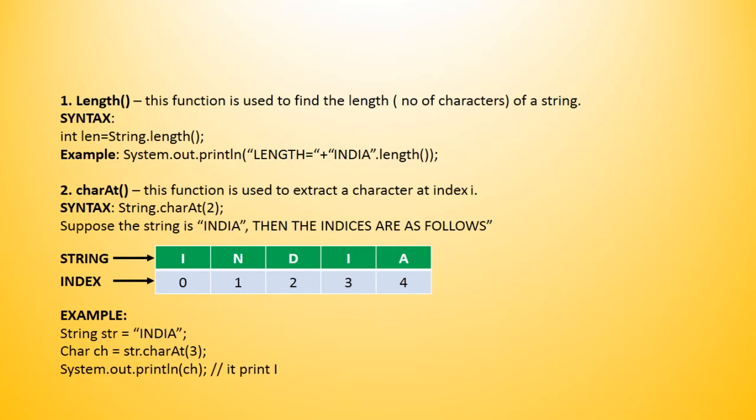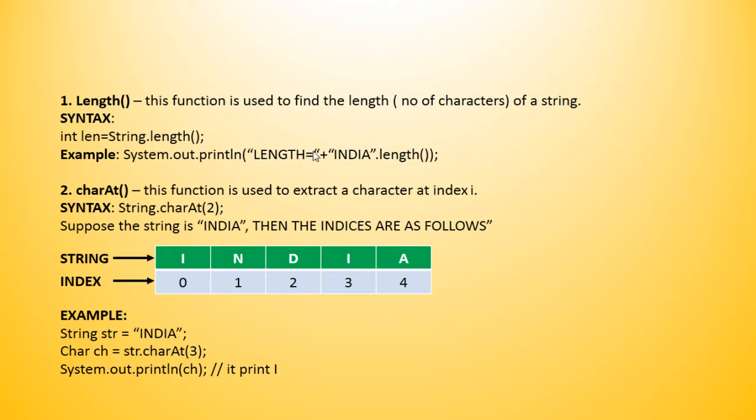The first one is length. What will this function do? It will find out the length, that is the number of characters in a string. You have to write string dot length. This will give the number of characters you have in this string. That will be stored in a variable called len, and I have kept this data type as int. So let us see one example.